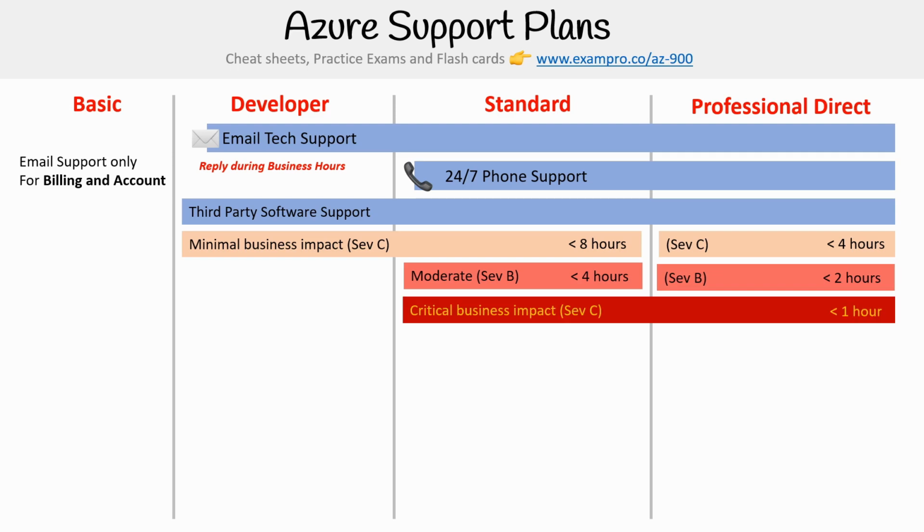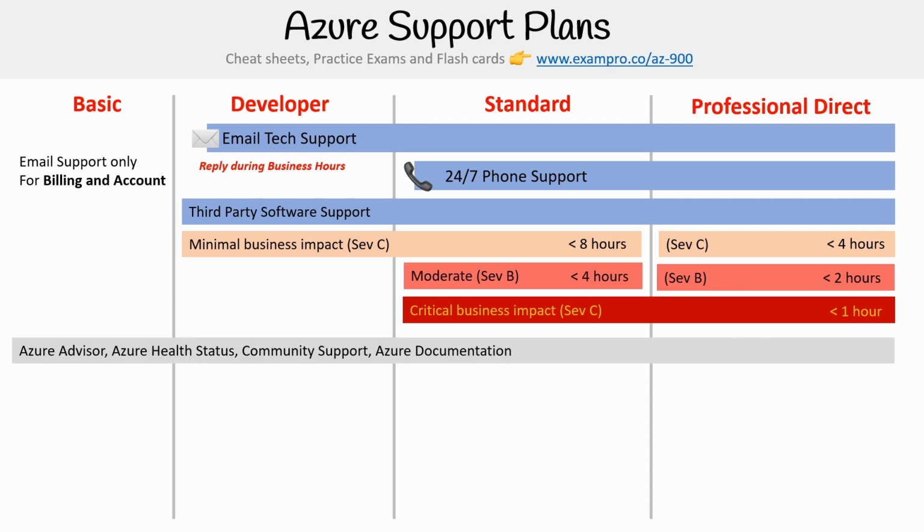Now, if you have a critical business impact, that means your web app is 100% down and you are losing money by the minute. You open up a ticket called Critical Business Impact, which is severity C. Actually, it should be severity A. It's just a spelling mistake there. But they would respond within an hour or less. So what I find is that even though they say an hour or less, it's not always the case, but that's generally how fast they're going to respond.